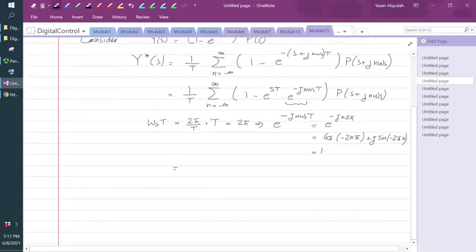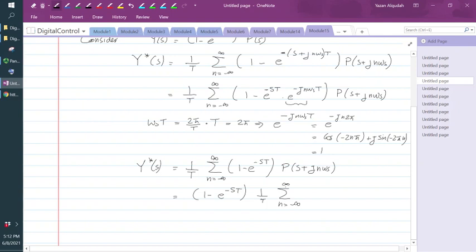And therefore, continuing, y star of s is going to equal 1 over T, the summation from n equals negative infinity to infinity of 1 minus e to negative s multiplied by T, and this term is 1, multiplied by P of s plus j n omega s. Now since this does not have any n in it, I can take that out. I can write this as 1 minus e to negative sT multiplied by 1 over T, the summation from n equals negative infinity to infinity of P of s plus j n omega s.